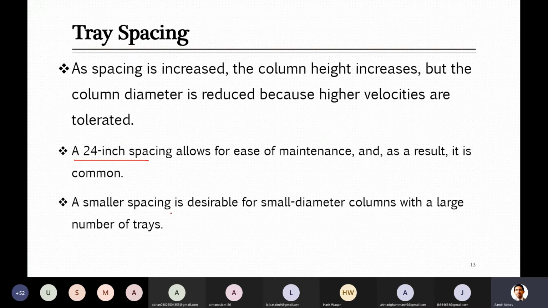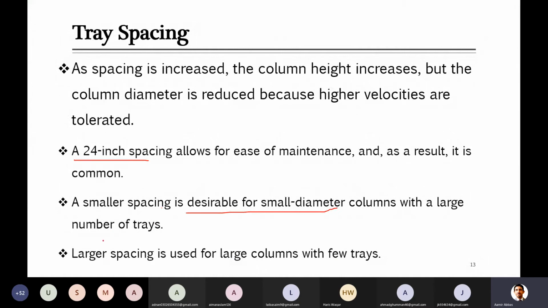So if the spacing needs to be small or less than this, that is for small diameter columns. In that case, when we have a small diameter column, the velocity will definitely be high, and then if we have a large number of trays, we will be reaching, at the end of the day, the separation which we want to achieve. So large spacing is usually used for large columns with few trays.